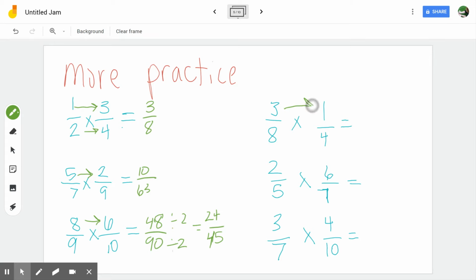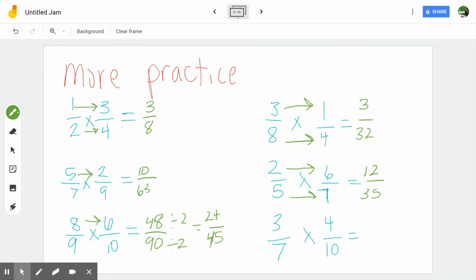3 times 1 is 3. 8 times 4 is 24. No, it's not. 8 times 4 is not 24. 8 times 4 is 32. And that's in its simplest form. Let's try the next one. 2 times 6 is 12. 5 times 7 is 35. That's in its simplest form.